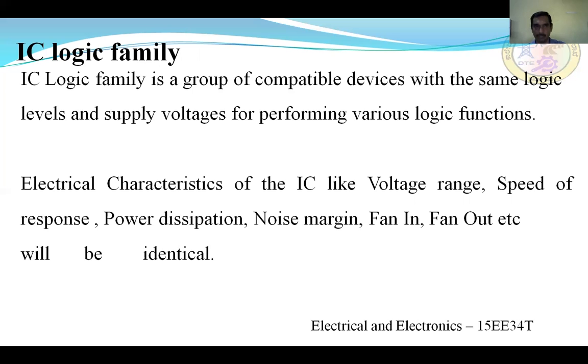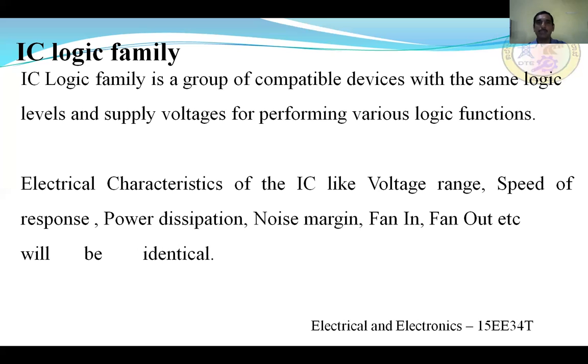If you take a family, as a general example, a family consists of members with their own blood relations. Similarly, an IC logic family is also a group of compatible devices. Devices are nothing but ICs. So compatible ICs with the same logic levels, the characteristics will be the same and the supply voltage will also be the same. Then only we can interface those ICs, and they will be compatible. After that they will perform the various logic functions.